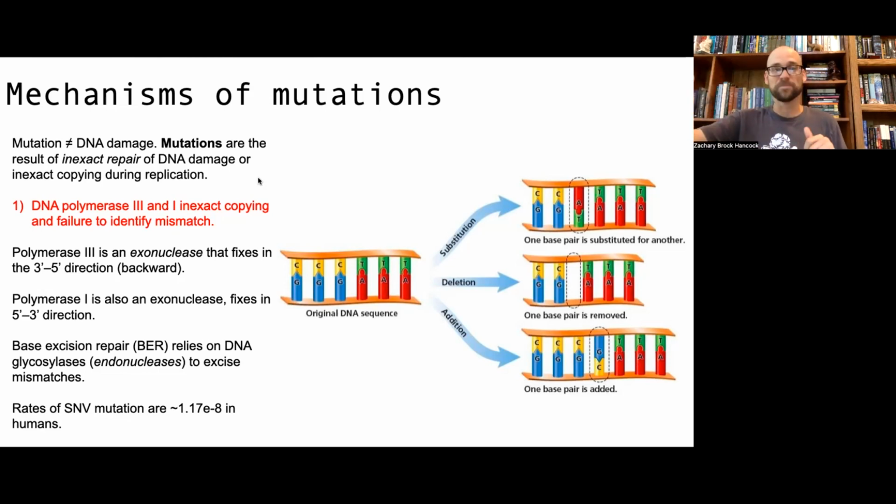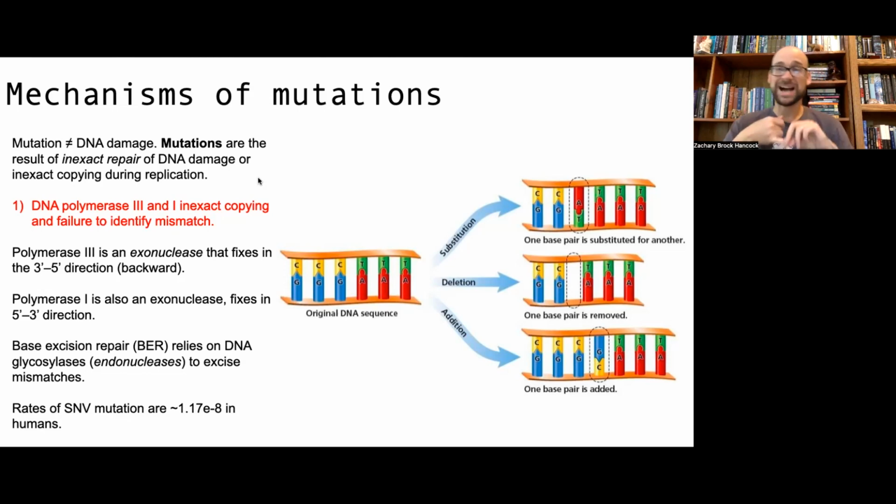That's the exo component, and the nuclease means it can actually cleave out a nucleotide and replace it with a new one. And polymerase 3, since it has to take a step back, does all of its repairing in the 3' to 5' direction, opposite the direction it's going to replicate. Polymerase 1, as I said, does the exact same thing. It is also an exonuclease, but it fixes in the 5' to 3' direction.